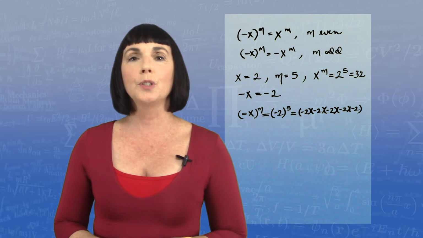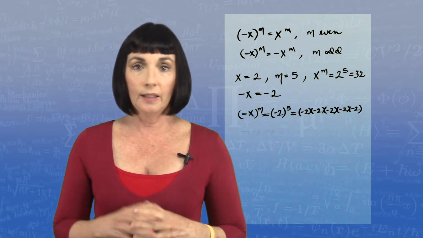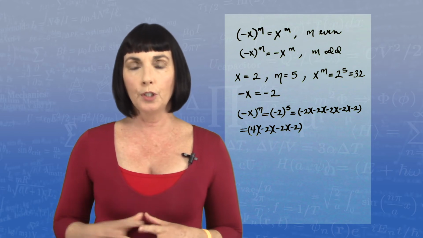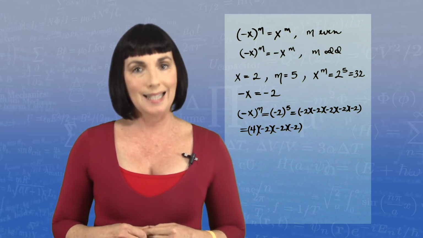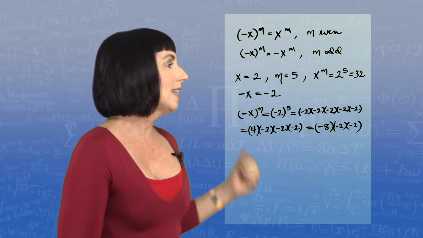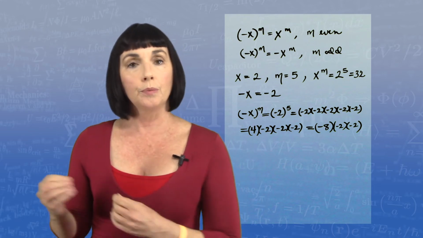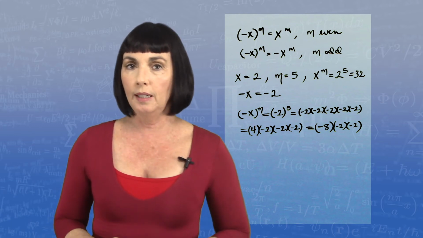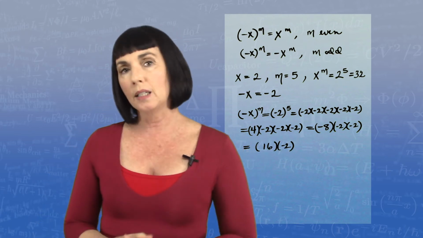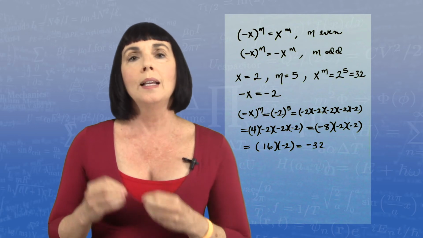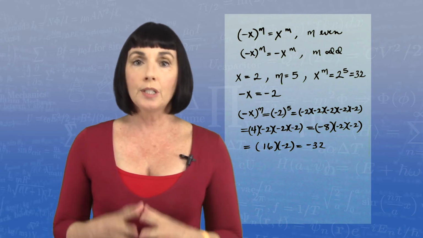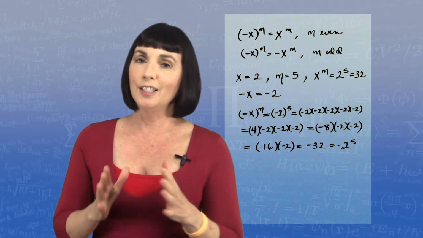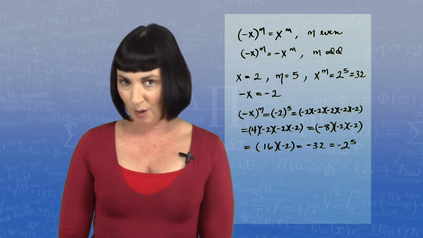Negative 2 times negative 2 is positive 4. So that leaves me with 4 times negative 2 times negative 2 times negative 2. 4 times negative 2 is negative 8. So that gives us negative 8 times negative 2 times negative 2. Negative 8 times negative 2 is a positive 16. So we get 16 times negative 2, and that's equal to negative 32, which is equal to the negative of 2 raised to the power of 5. Again, just what we would expect from looking at our rule.